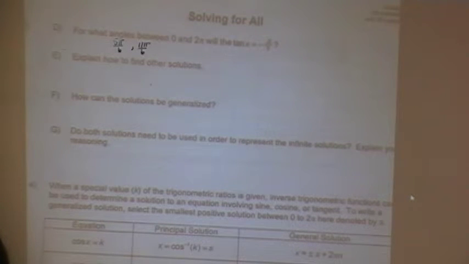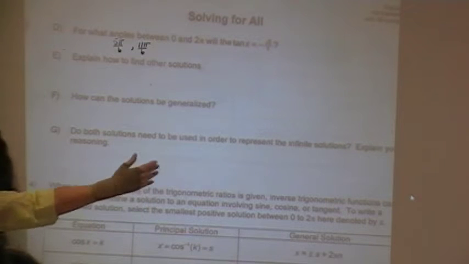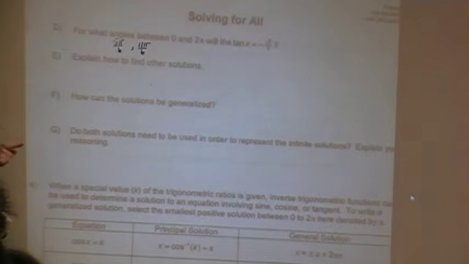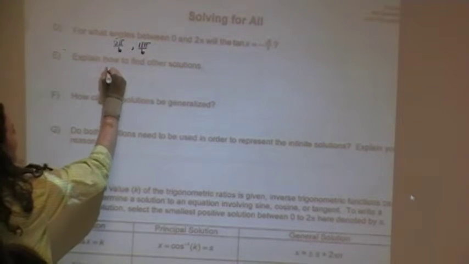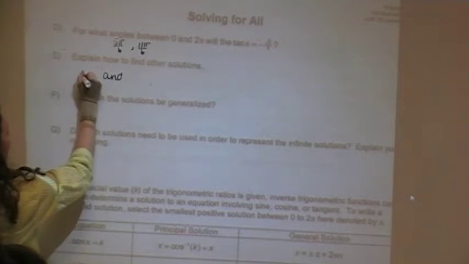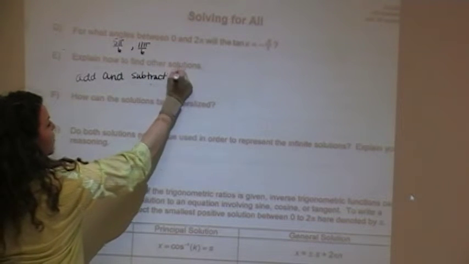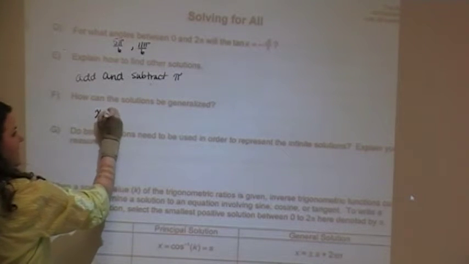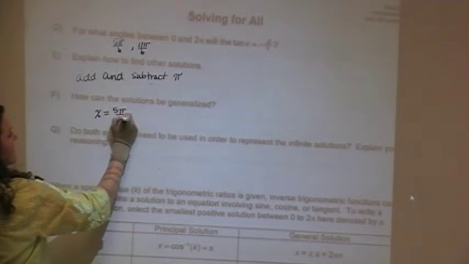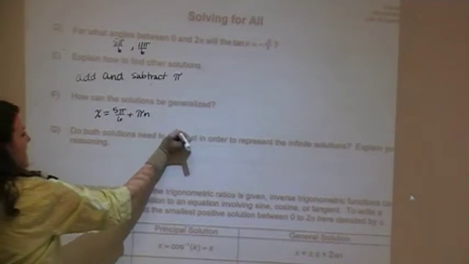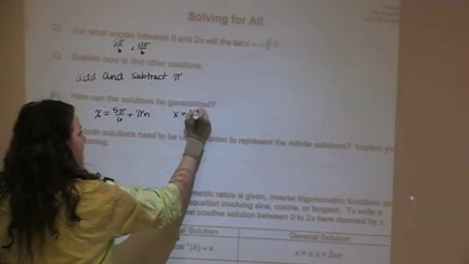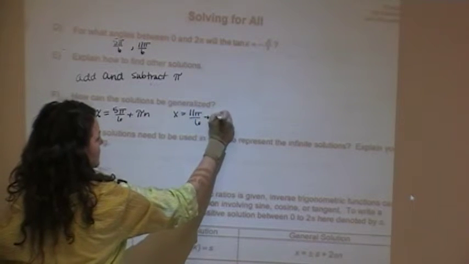Okay, so I need other solutions. How am I going to find the next set of solutions with this? Add pi. Why am I just adding pi? Because for tangent the period is only pi. I'm going to say add and subtract, because we could go the other direction also and get the negative answers. So how could we generalize that? We could do 5 pi over 6 plus pi n, or 11 pi over 6 plus pi n.